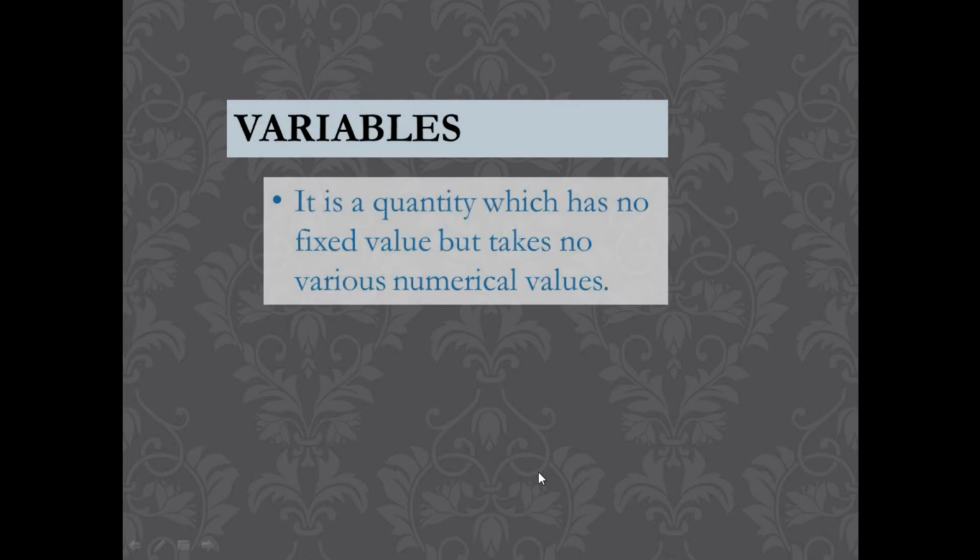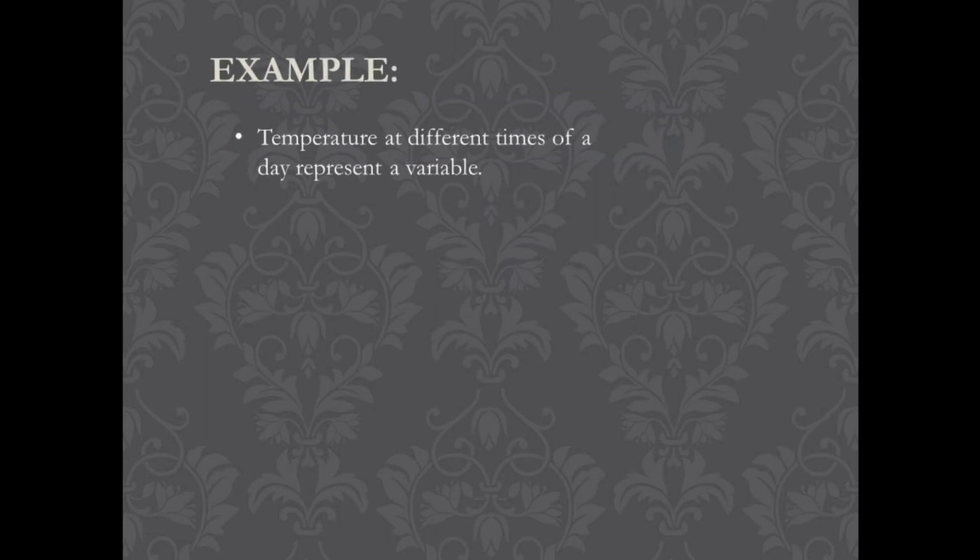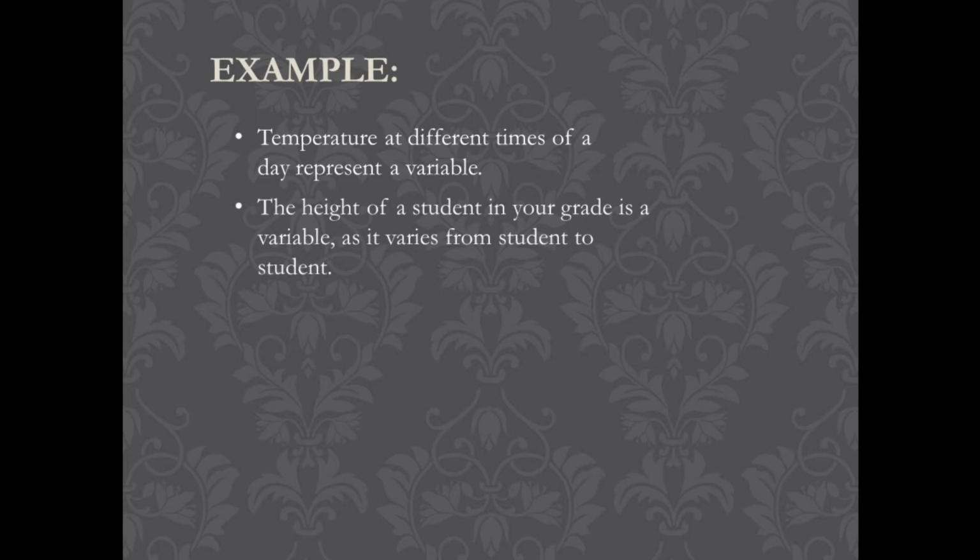Now for a variable. A variable is a quantity which has no fixed value but takes various numerical values. It is usually represented by a letter. For example, the temperature at times of a day represents a variable. The height of a student in your grade is a variable, since it varies from student to student, or the letter x, 3y, AB, and so on.